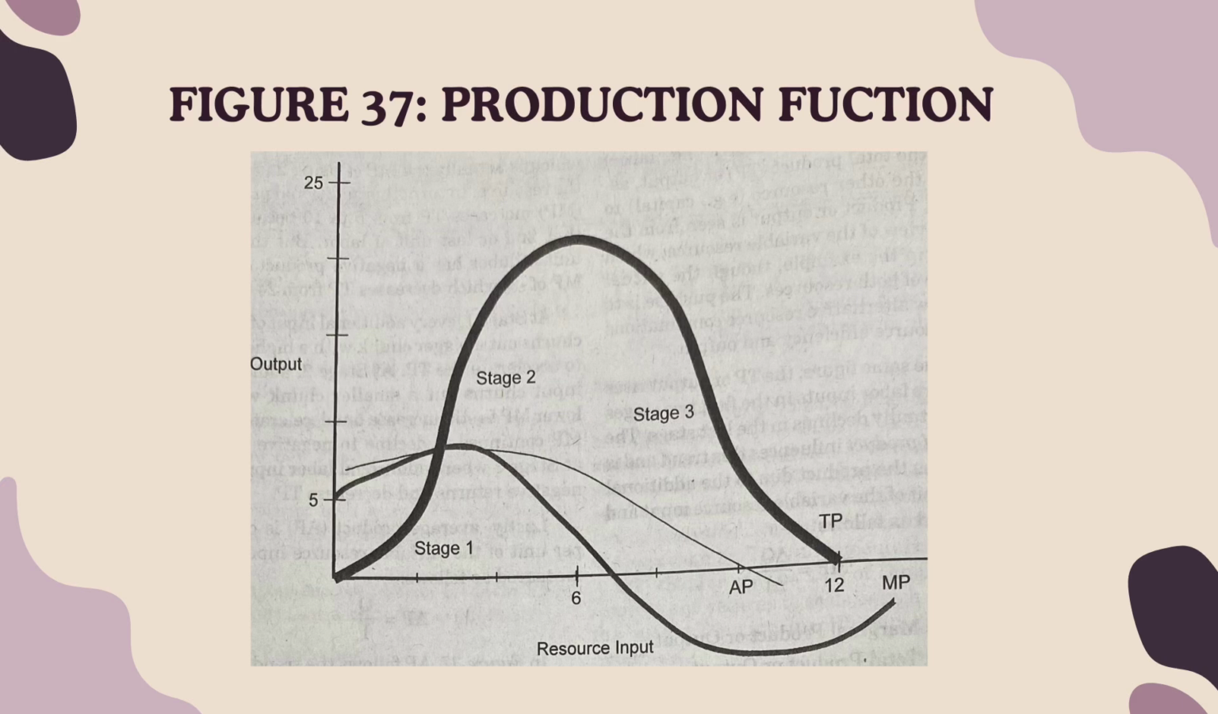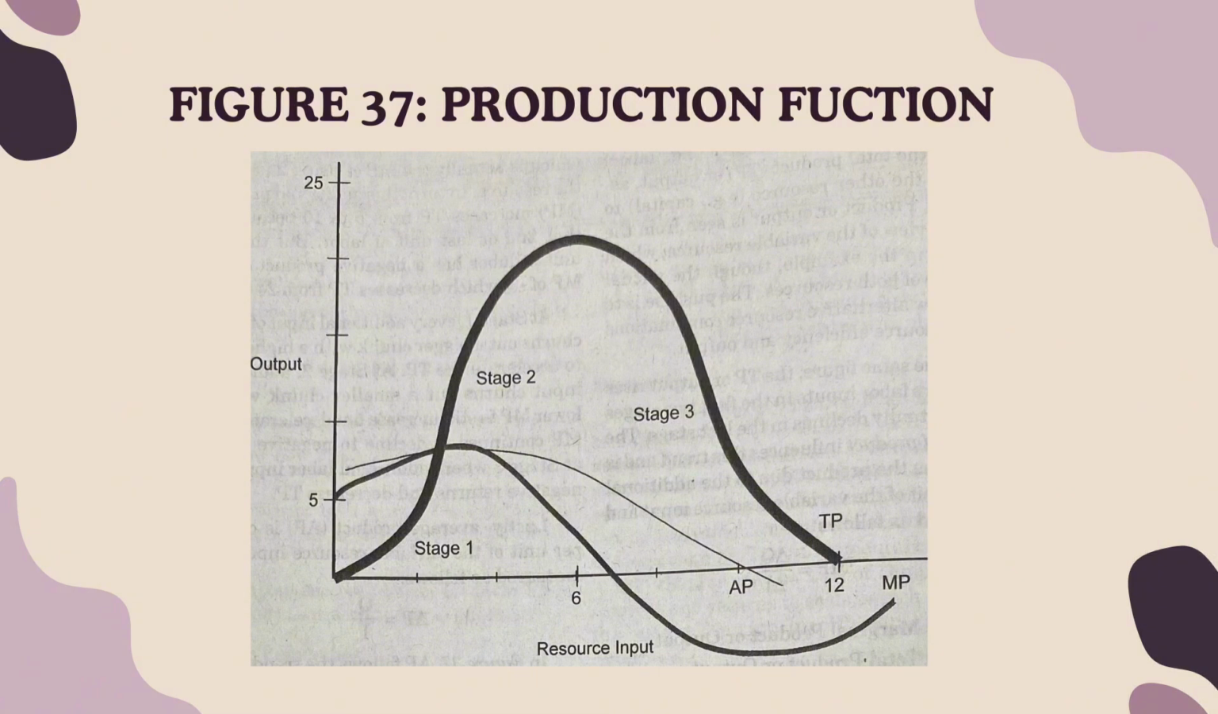Figure 37, production function. It shows the total product TP, average product AP, and marginal product MP curves. TP represents the total output produced at different levels of resource input. AP is the average output per unit of resource input. MP is the additional output produced by adding one more unit of resource input.